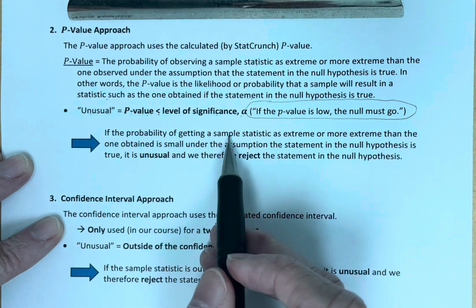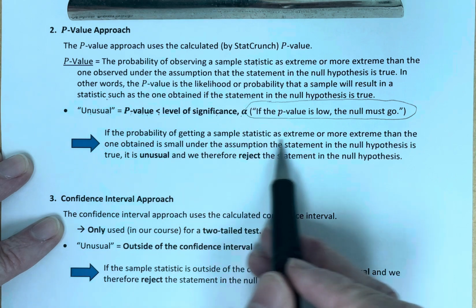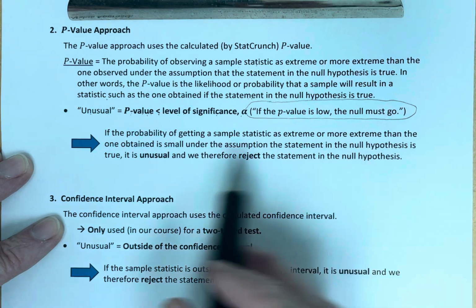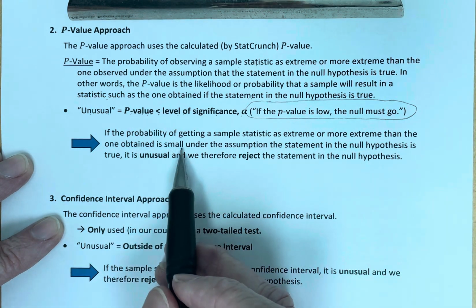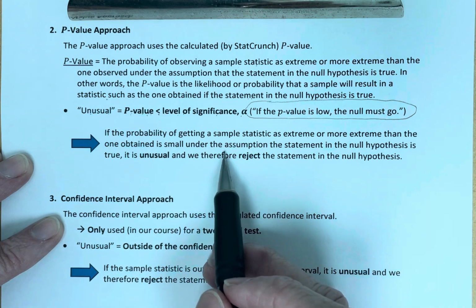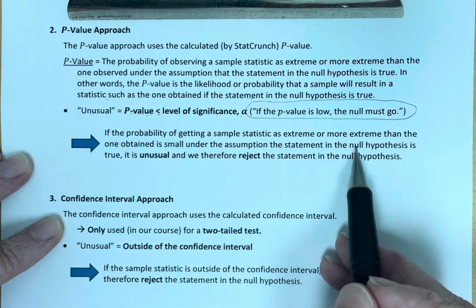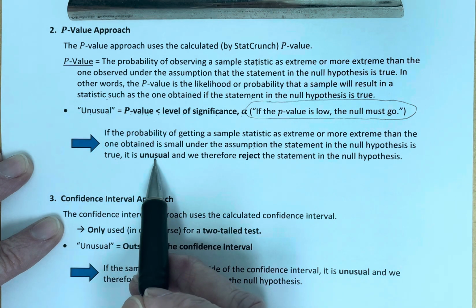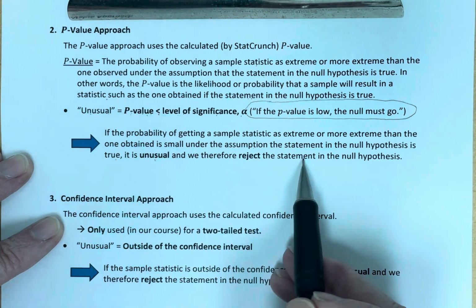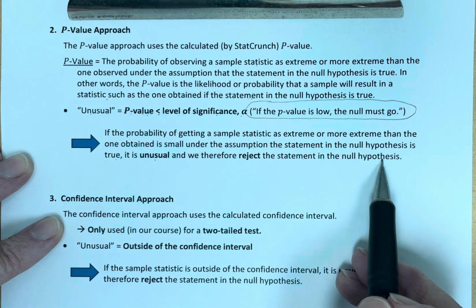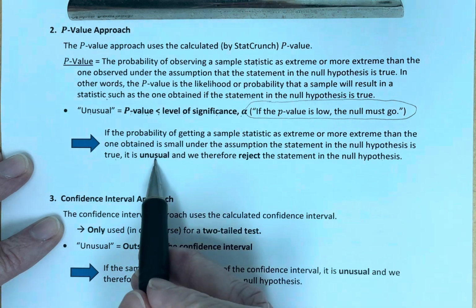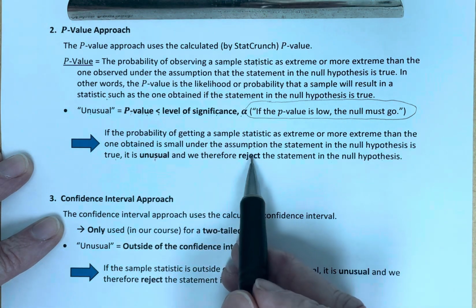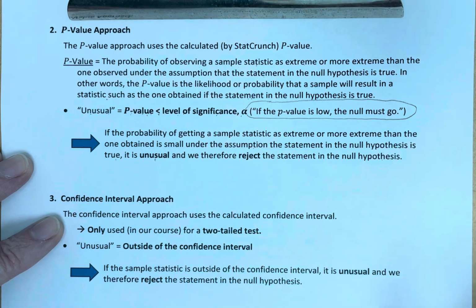If the probability of getting a sample statistic as extreme or more extreme than the one obtained is small, under the assumption the statement in the null hypothesis is true, it's unusual, and we therefore reject the statement in the null hypothesis. Again, if it's found to be unusual, we reject the null hypothesis.